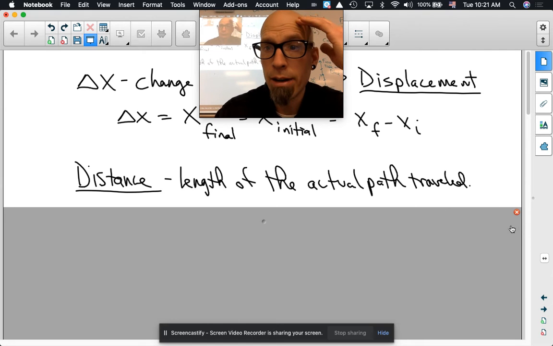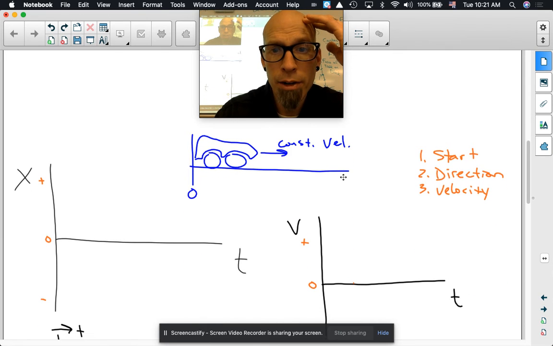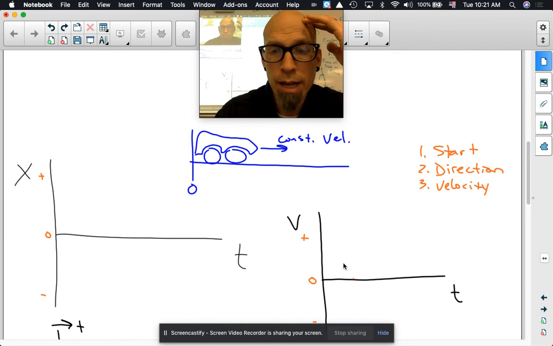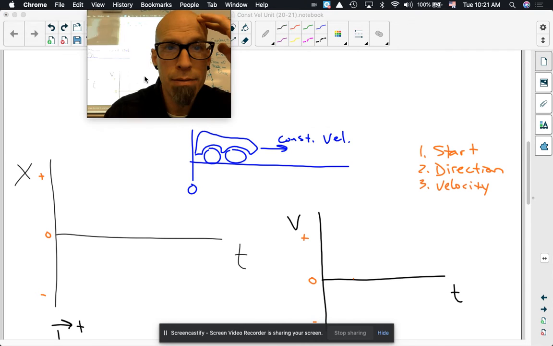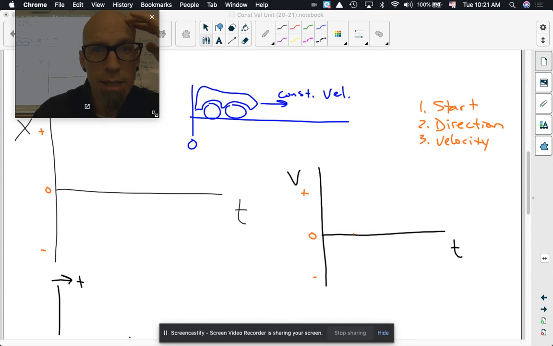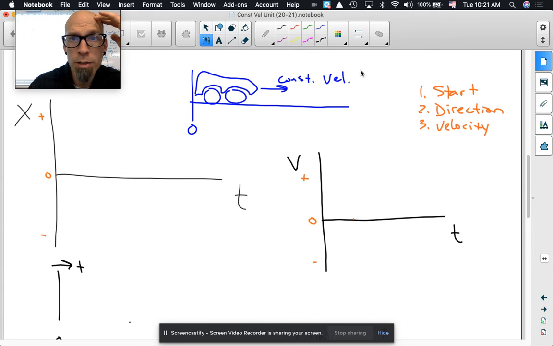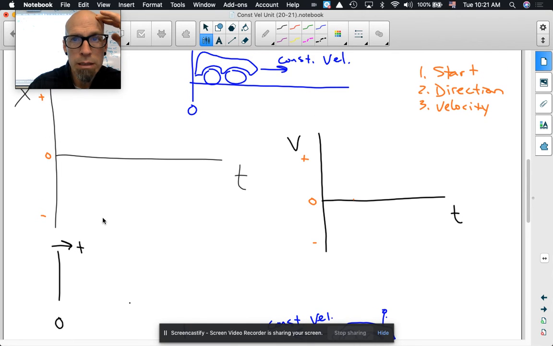Now, here's what we did after that. So I presented some scenarios here, and I described this thing called a velocity time graph. Okay. We've been talking about position time graphs. We've been talking about motion maps, and I introduced this thing called a velocity time graph.